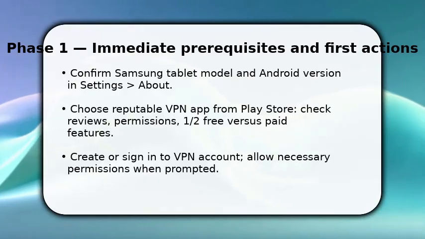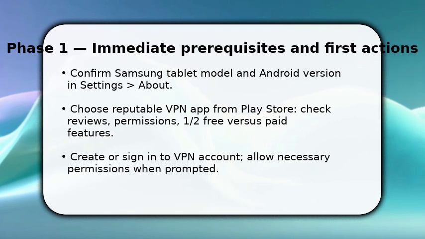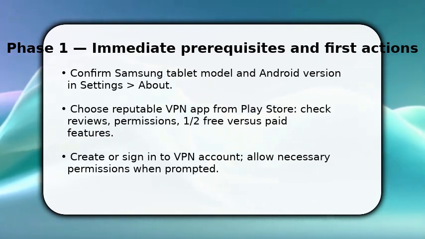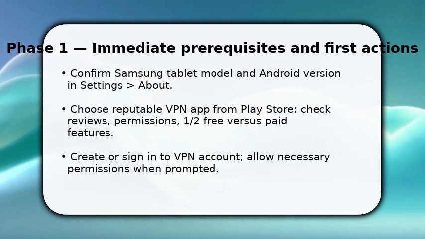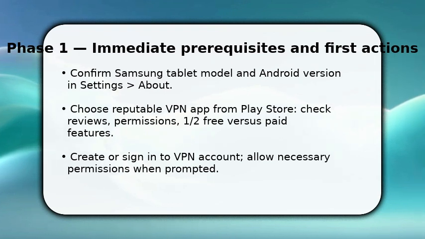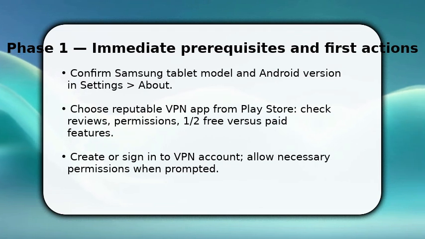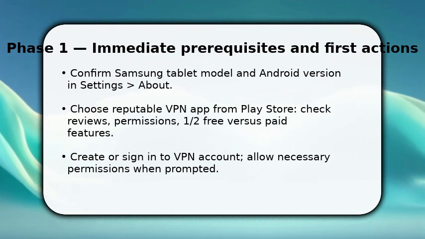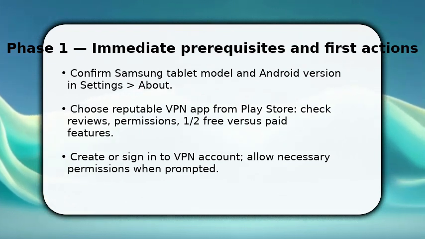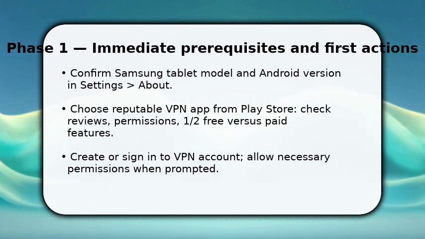You begin by verifying your tablet model and Android version so the VPN app you pick will run correctly. Next, open the Play Store and install a reputable VPN. Pick a paid plan if you need speed or streaming. Free plans limit data. Create or sign into the account, then grant the app required permissions: VPN connection, network access, and optionally location. Once done, you'll be ready to configure servers and connection options in the app's main screen.